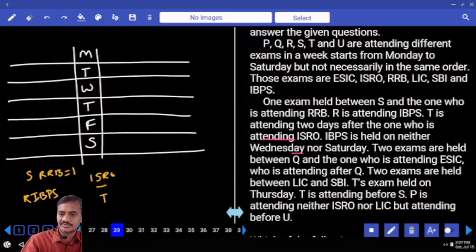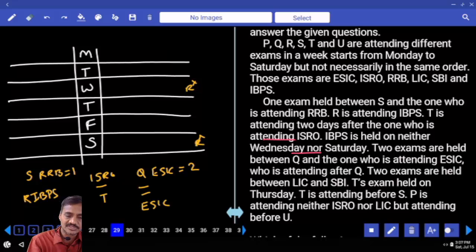IBPS is neither held on Wednesday nor Saturday. IBPS cannot be on these 2 days. And 2 exams are held between Q and ESIC. Now between Q and ESIC, how many examinations are there? There must be exactly 2. And ESIC is attending after Q.